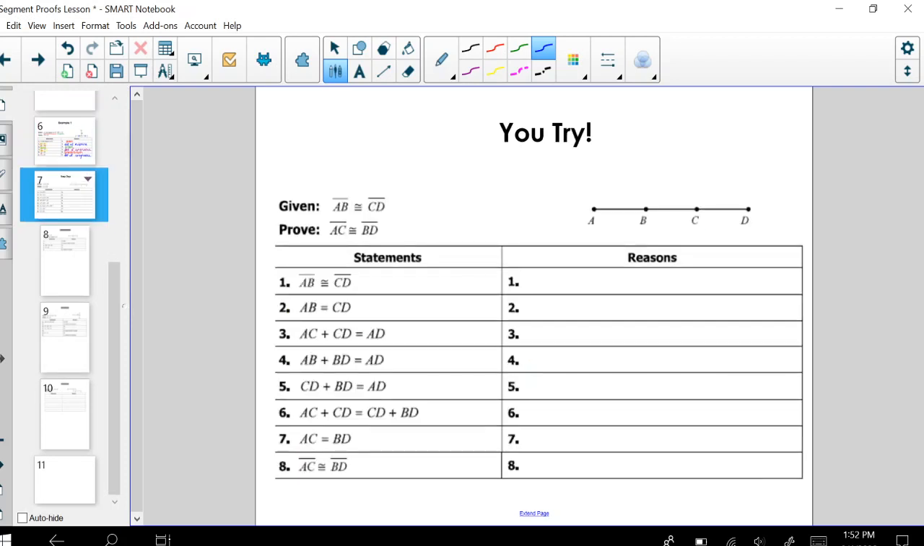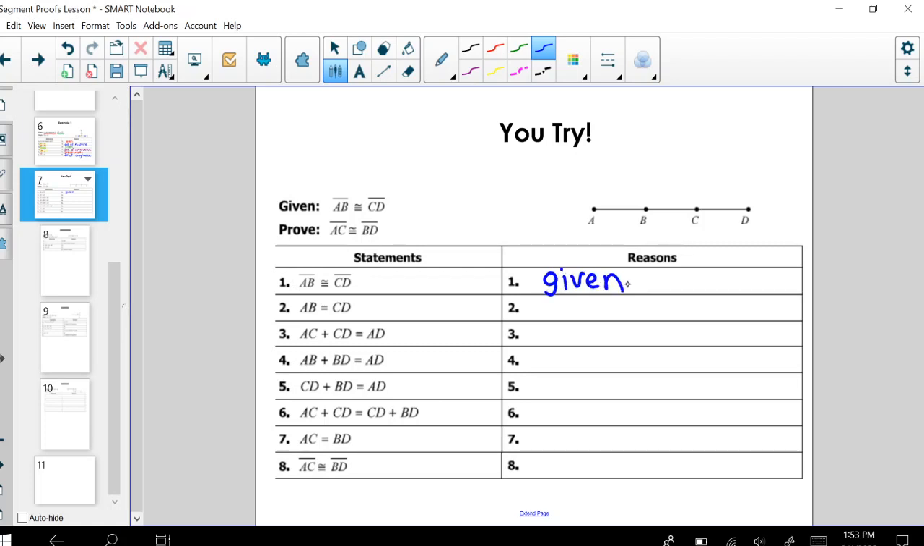This one is a little bit longer. So we've got one line segment that's broken into a few different pieces here, and we're told that segment AB is congruent to segment CD, and we have to prove that segment AC is congruent to segment BD. So what we're starting with here, segment AB is congruent to segment CD. That is my given.